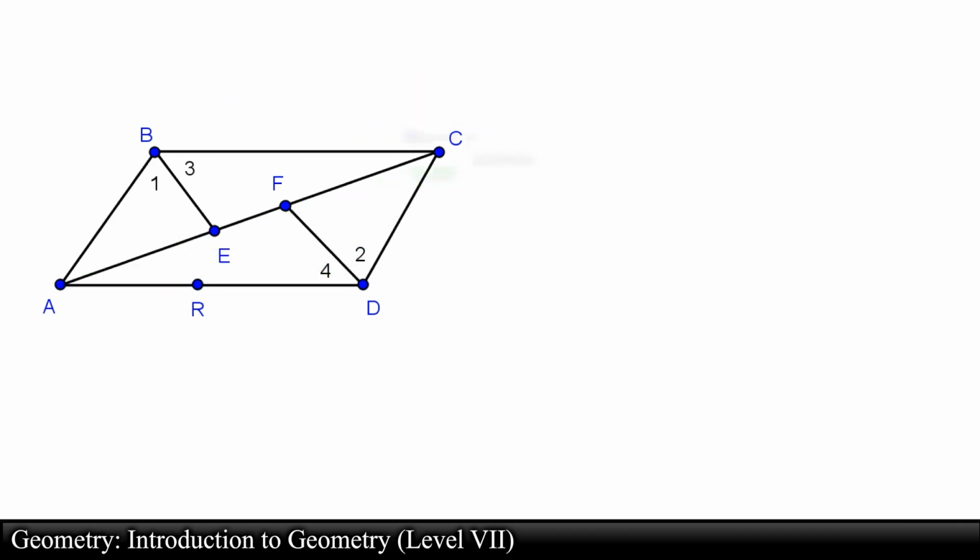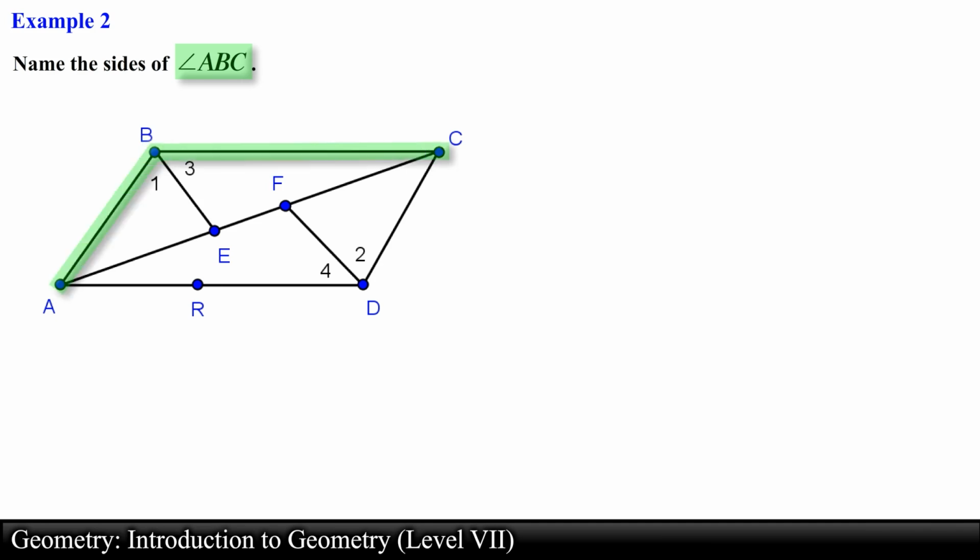Alright, let's try the next example. Name the sides of angle ABC. Let's first identify angle ABC, so we need to locate points A, B, and C. Having found the points, we see that we are dealing with the highlighted angle that contains point B as its vertex. Recall that angles are formed by two rays. For this angle, the two rays are ray BA and ray BC.